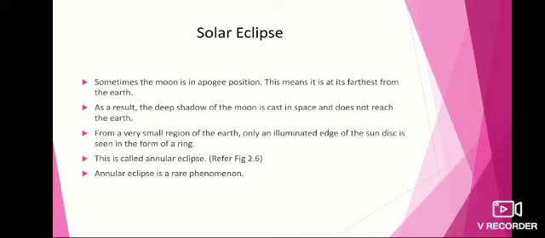From a very small region of the earth, only an illuminated edge of the sun disk is seen in the form of a ring. This is called annular eclipse. Refer to figure number 2.6. Annular eclipse is a rare phenomenon. For your reference, I have attached here the pictures of total solar eclipse and partial solar eclipse.